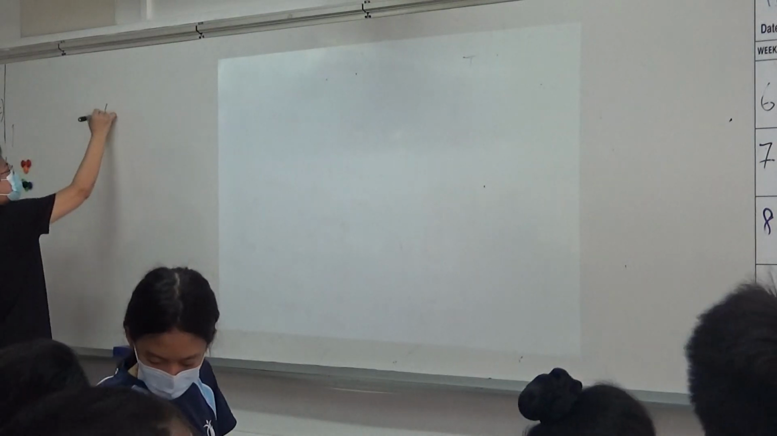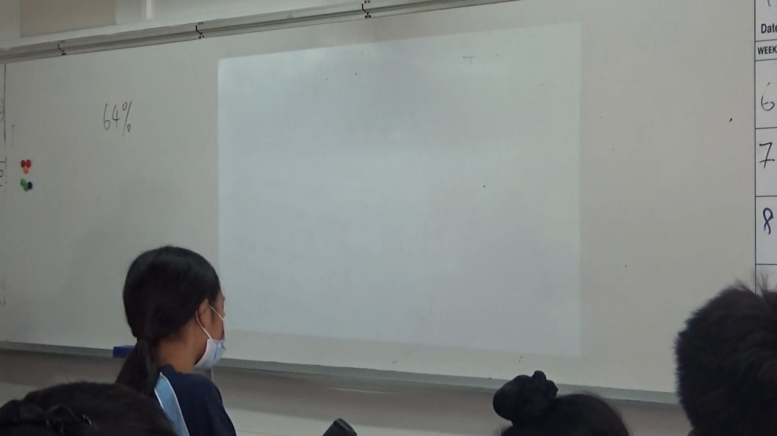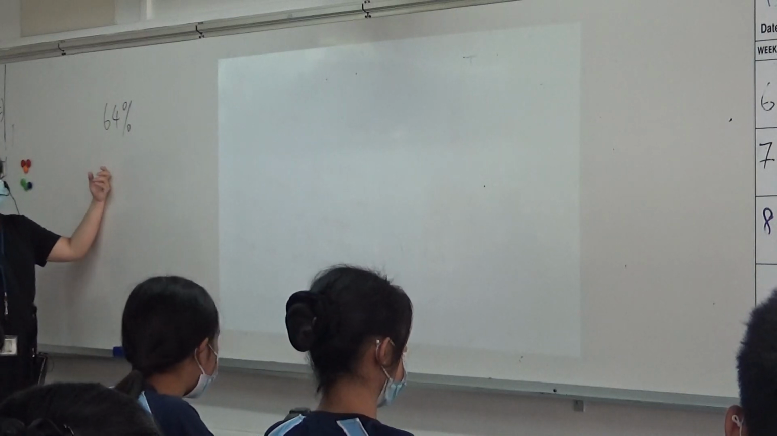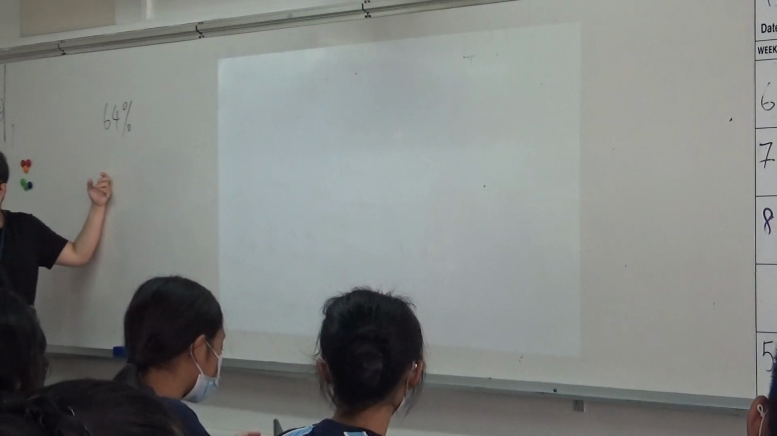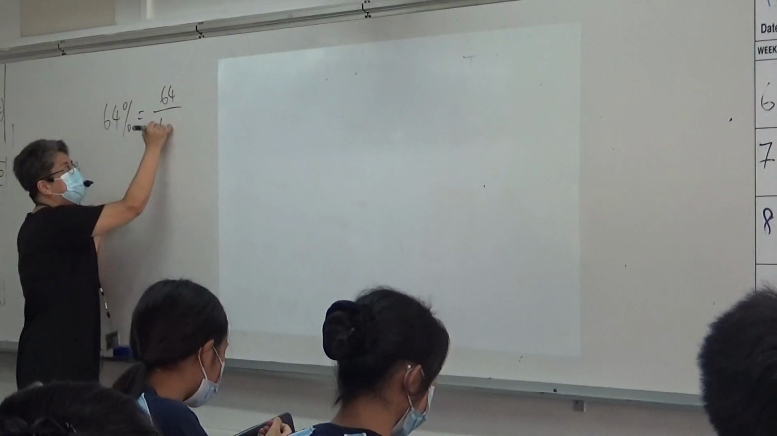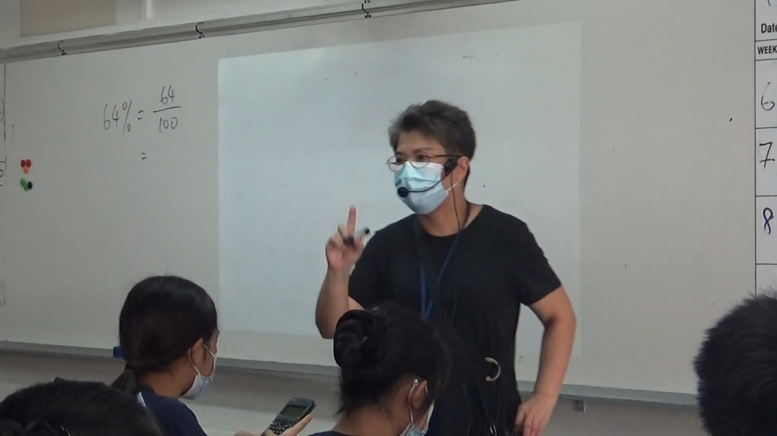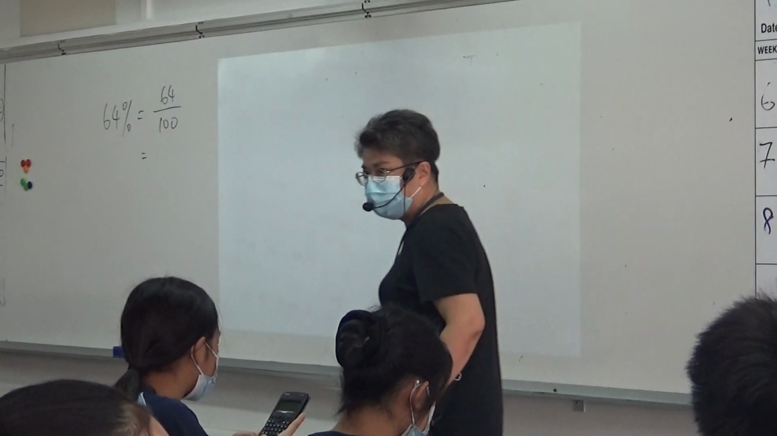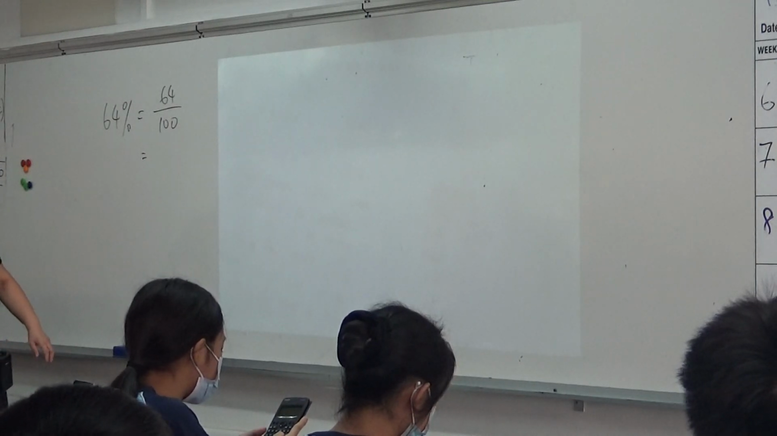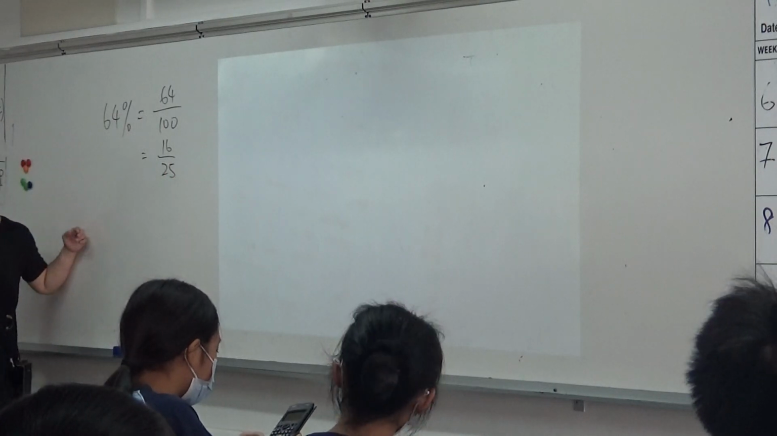If I have 64%, I'm talking to the class, I want to change this to a fraction. All of you look at the board. This will be 64 upon what? 100. Can you key into your calculator? What is this in fraction? Use your calculator. Don't look at it. 16 out of 25. This is the fraction, right?